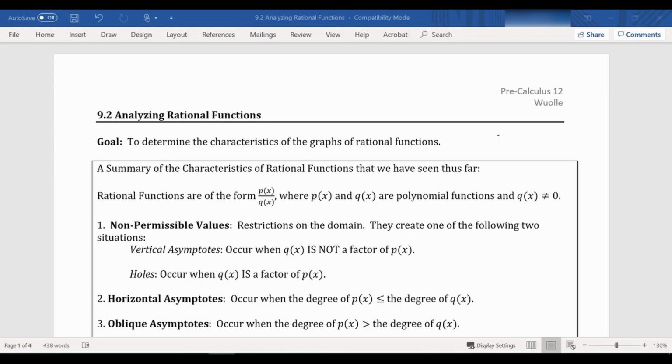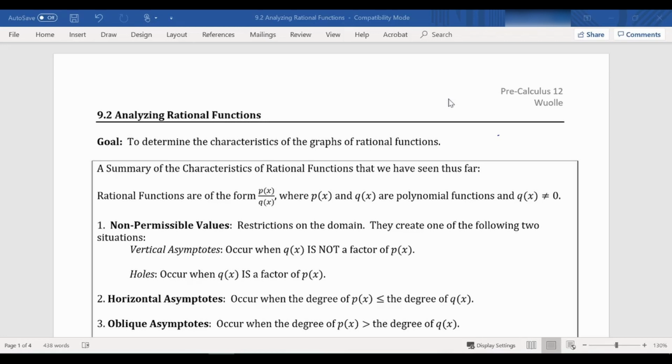In grade 11, you looked at rational functions and graphing using always a horizontal asymptote on the x-axis, and vertical asymptotes were your non-permissible values from the denominator of your function. Just a reminder, a rational function is of the form p of x over q of x, where p of x and q of x are polynomial functions. In other words, it's a fraction where you have some sort of polynomial on the top and on the bottom.